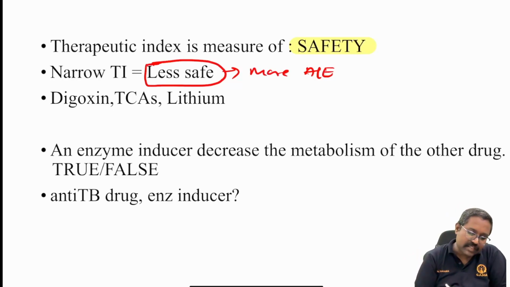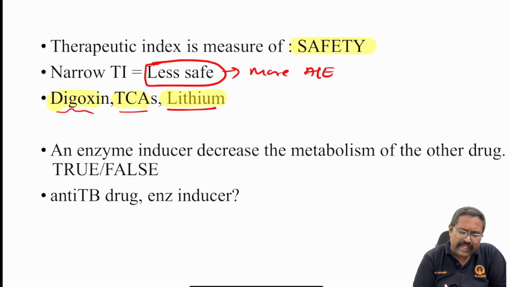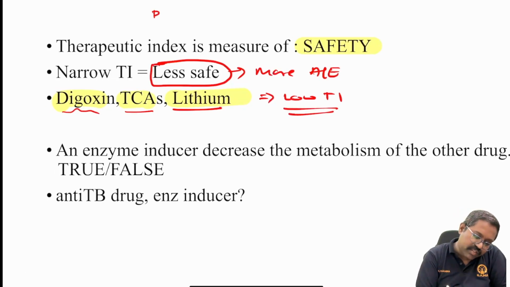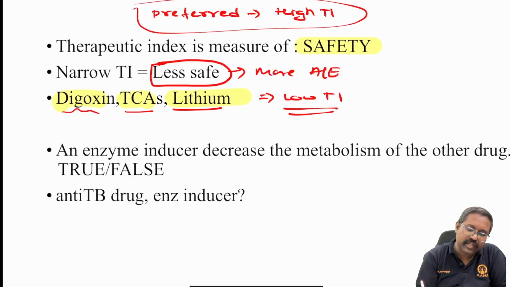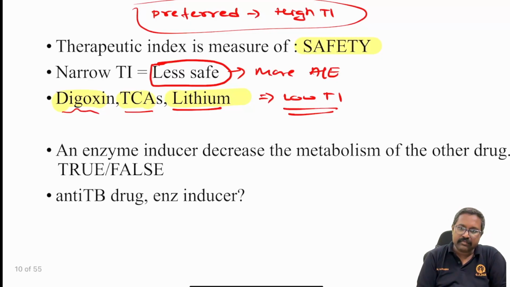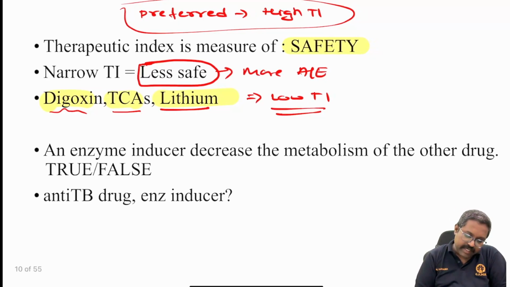So some of the examples are digoxin, tricyclic antidepressants, and lithium. Remember this: digoxin, tricyclic antidepressants, and lithium have a low therapeutic index. So we can call these the drugs which have a low therapeutic index. So which is always preferred? The drugs having high therapeutic indexes are preferred. Is that clear? Okay.